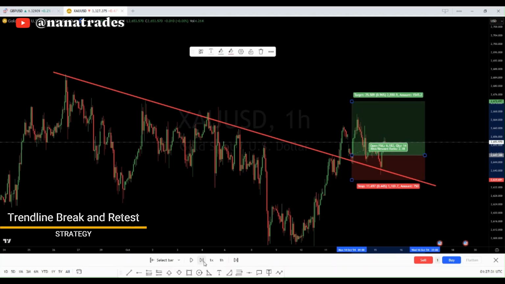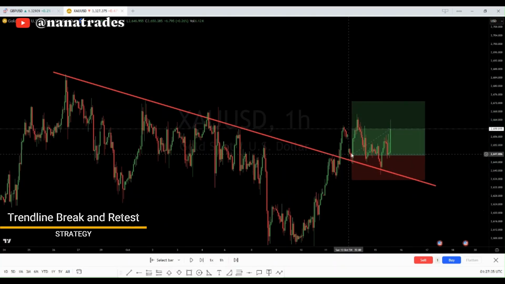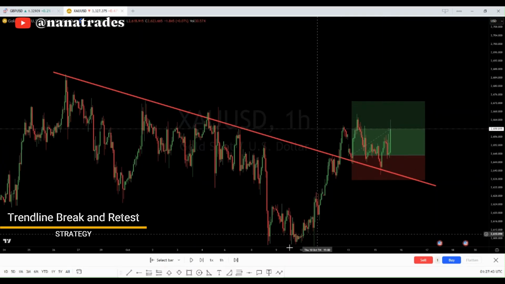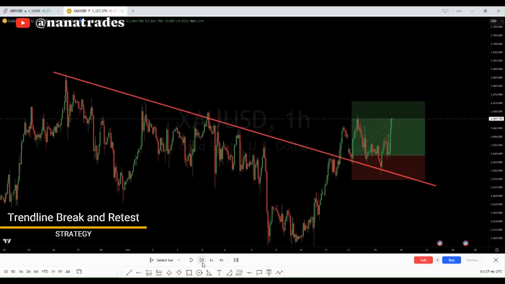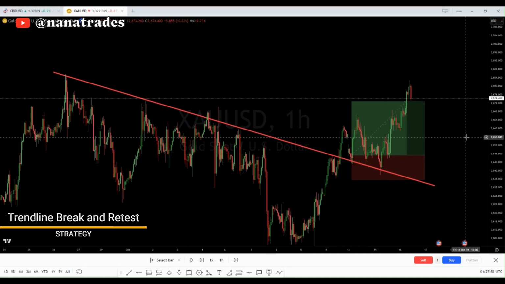So you could see that. Okay, so you see from here that price came and retested the trend line, went upward, came back to retest the trend line again, and then what happened? It pushed upwards. But because our stop loss was rightly positioned, we didn't get hit, and boom, take profit has been hit.